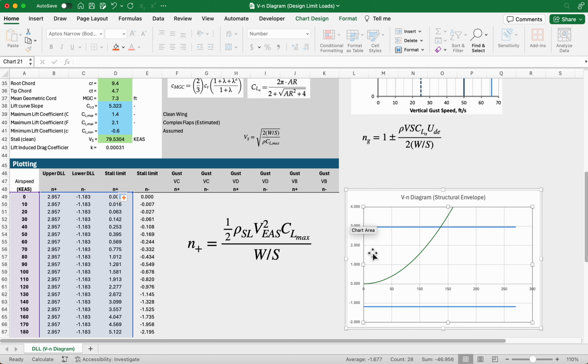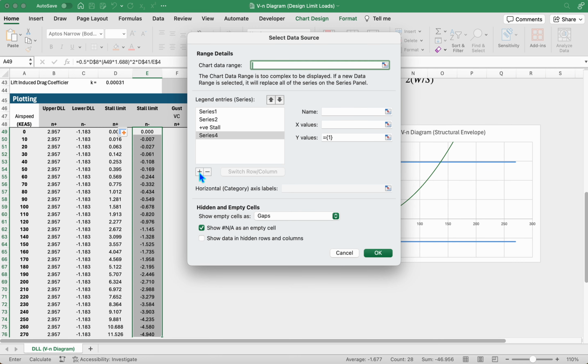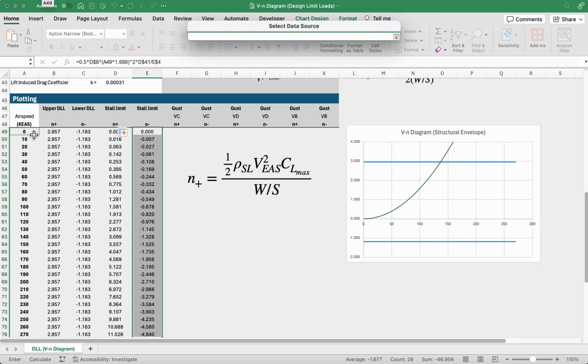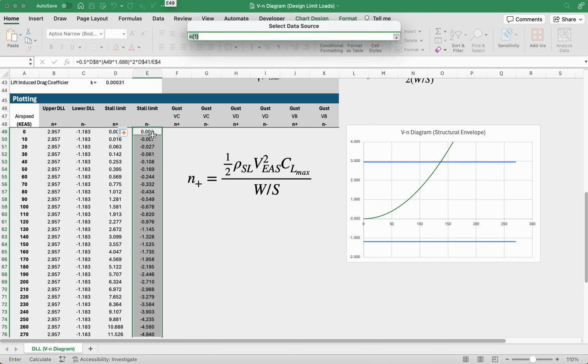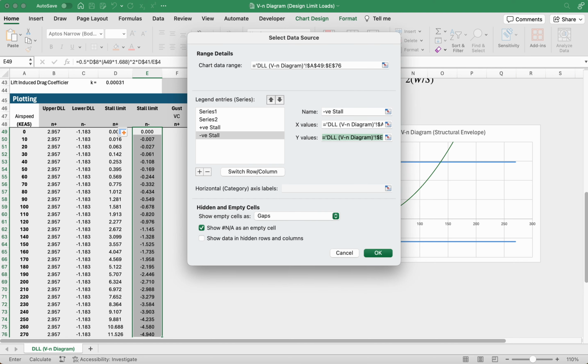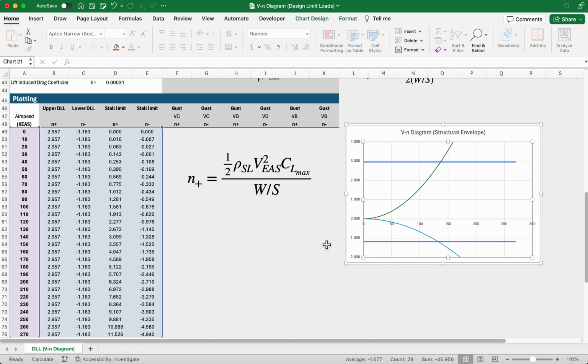So if we do this, we'll add that data as well. Negative stall. X coordinates are our knots equivalent airspeed. Our Y coordinates are our load factors. And we have our negative stall line.